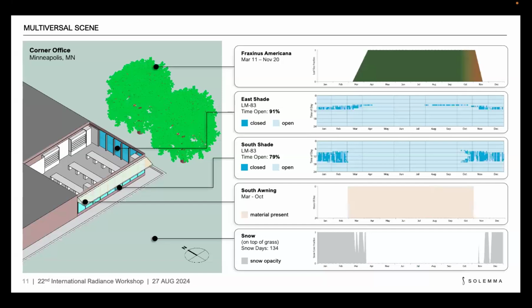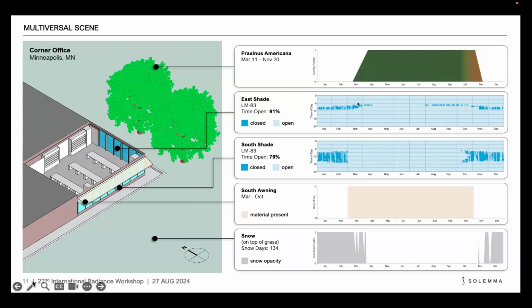So here's an example of a corner office simulated for the cold climate of Minneapolis with all of these dynamic scene elements in it. It's a corner, east and south facing office. It's got an east facing glazing group and a south facing glazing group with dynamic fabric shades on them. There are two deciduous trees planted to the east. There is an awning on the south facade, and there's a large open ground space that can accumulate snow during the winter. So if you look at all the dynamism of these elements, you've got tree leaves present for a portion of the year.